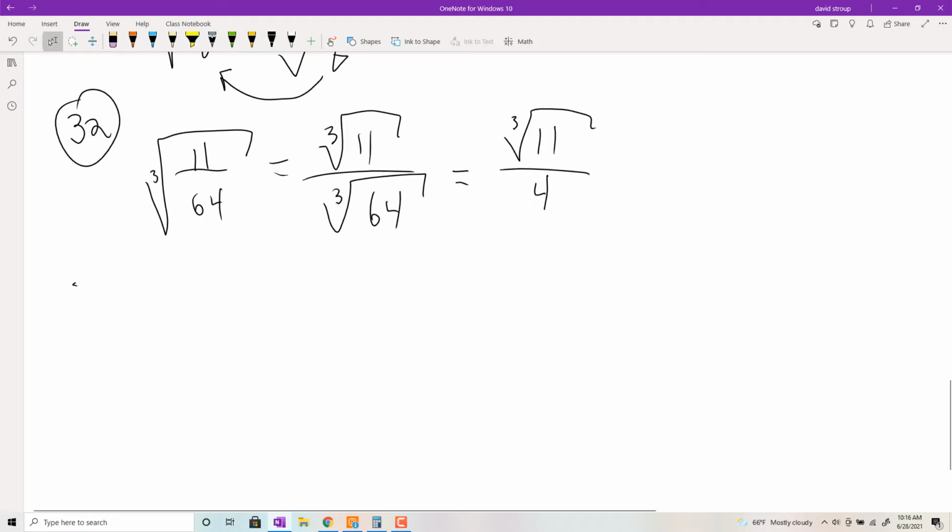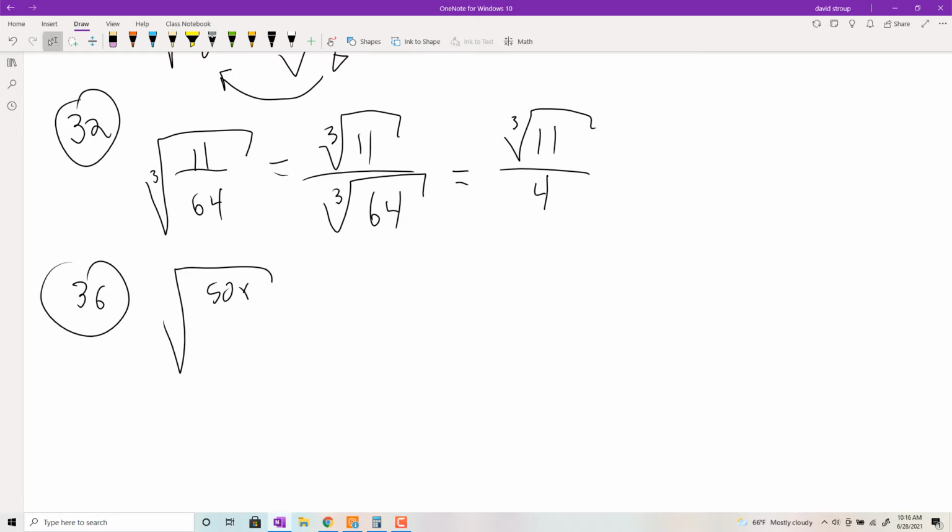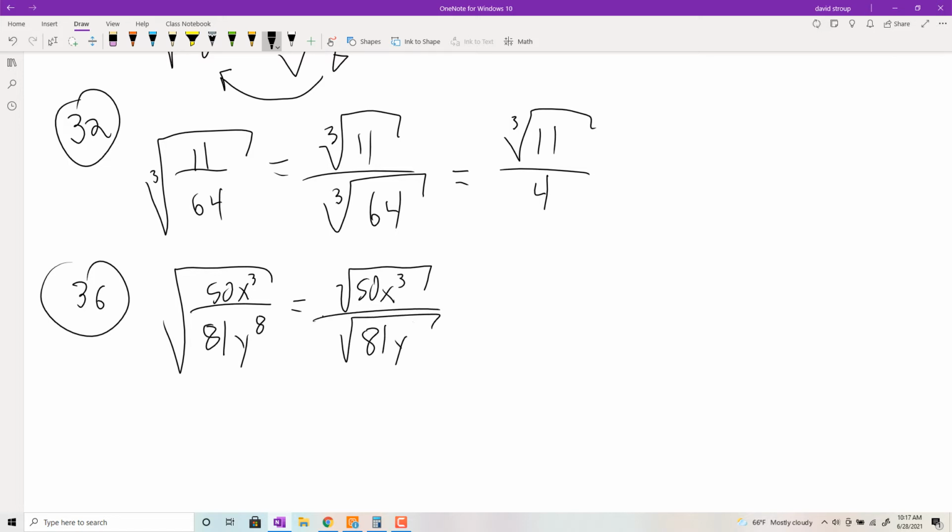Let's look at 36. The square root of 50x cubed over 81y to the 8th. So we've got some variables now. First you always want to try to simplify if possible, but it's not going to simplify here. So I'm just going to go straight and split it up: square root of 50x cubed over the square root of 81y to the 8th.